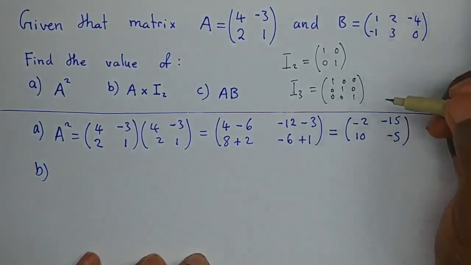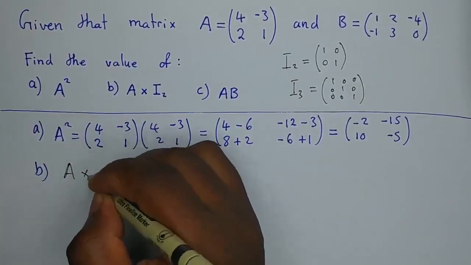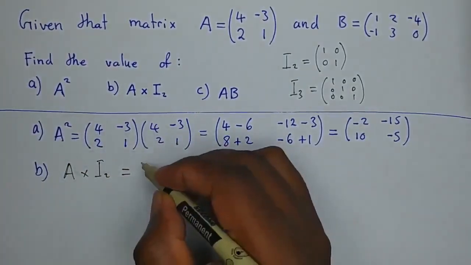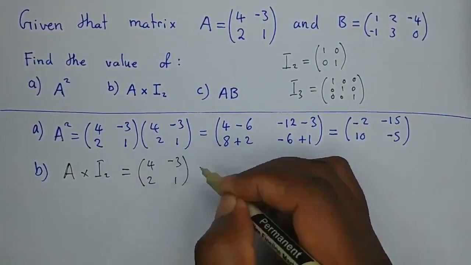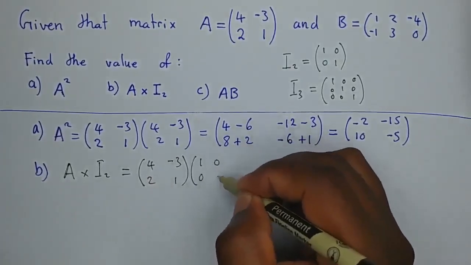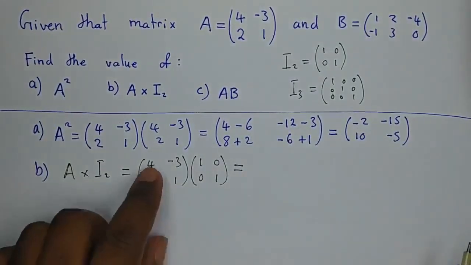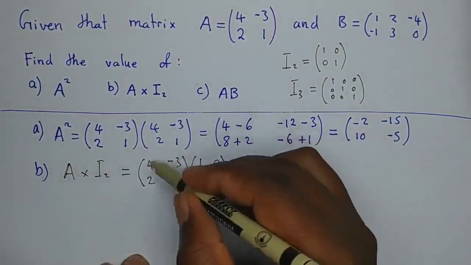So now to find the value of A times I2, this is as good as saying matrix A, which is 4, 2, negative 3, 1, multiplied by the identity, which is 1, 0, 0, 1. So multiplying any matrix by the identity gives you the same matrix. So we see that what we're going to get is simply this matrix again.